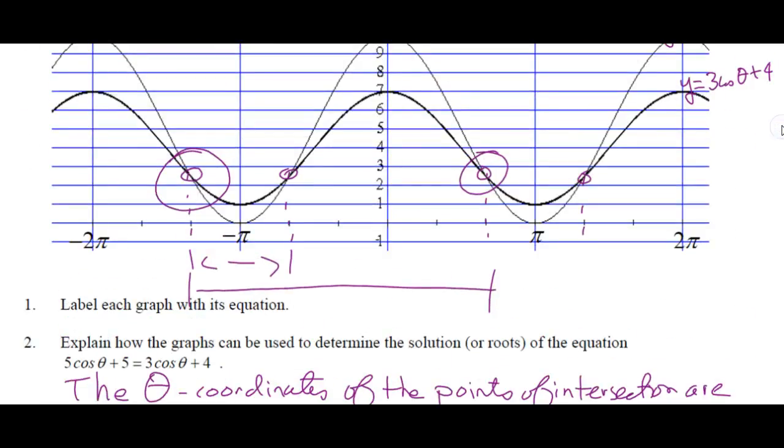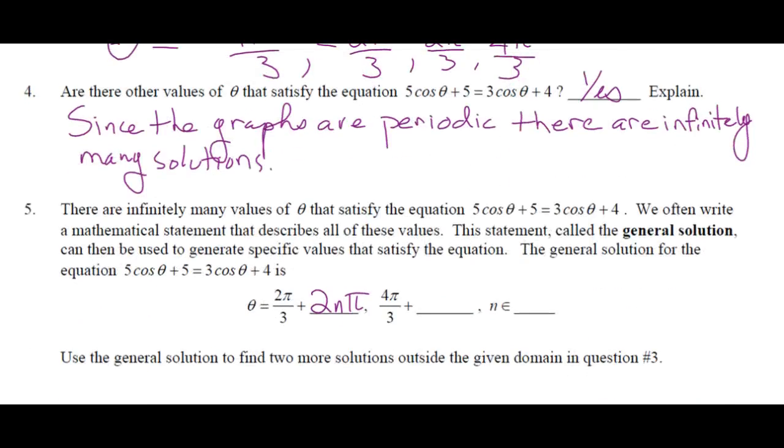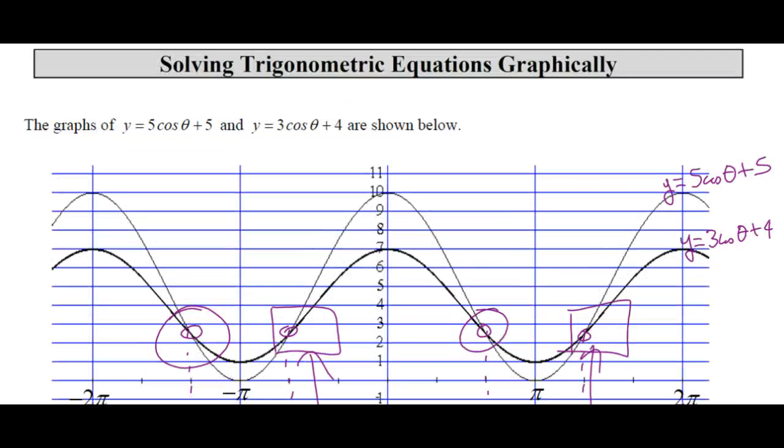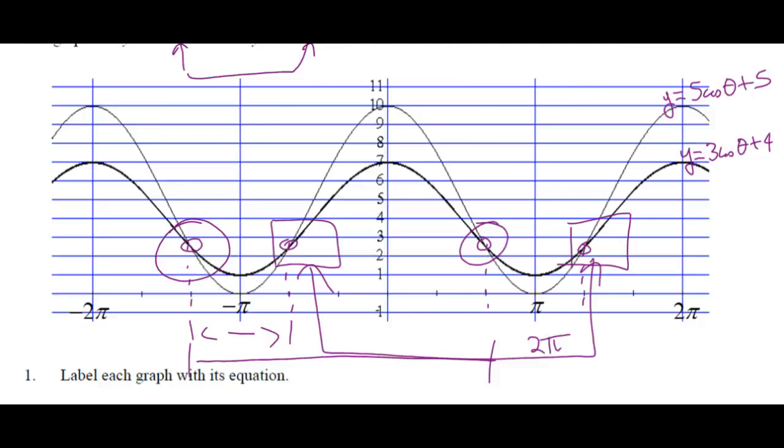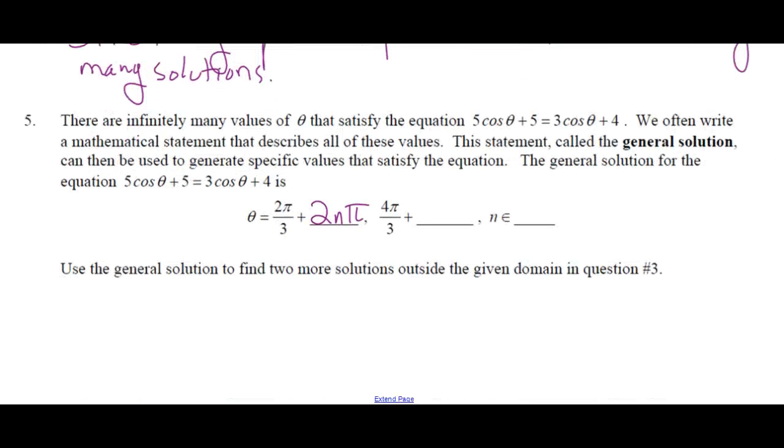So how far is it from here to here? 2 pi again, right? So because it's periodic, and we know the period has not changed, right? There's nothing here nor here that's adjusted the period. So we have a period of 2 pi. So the solutions will be, due to the periodic nature of sine and cosine, 2n pi apart. And n belongs to the integers.